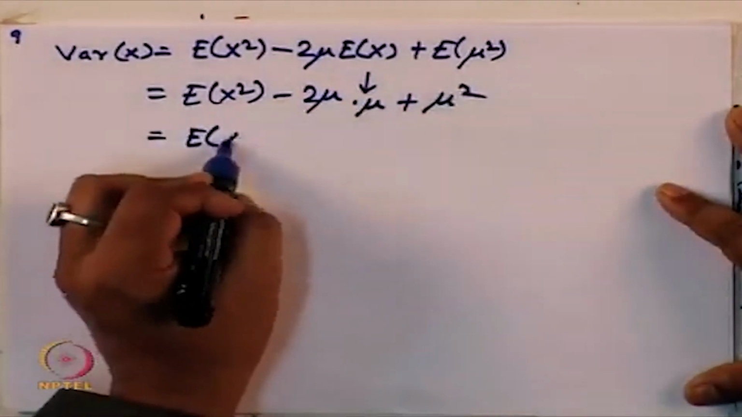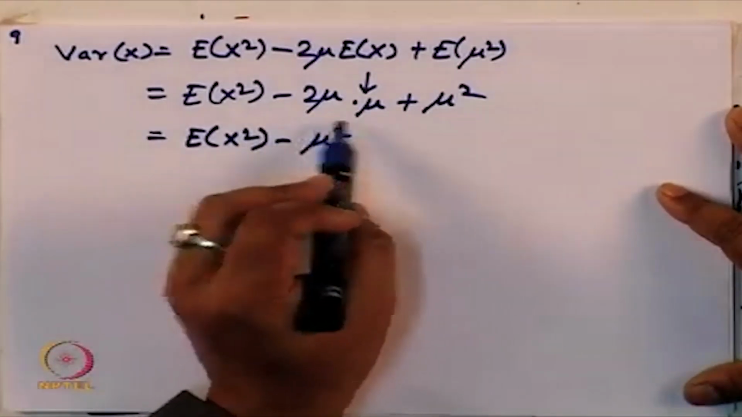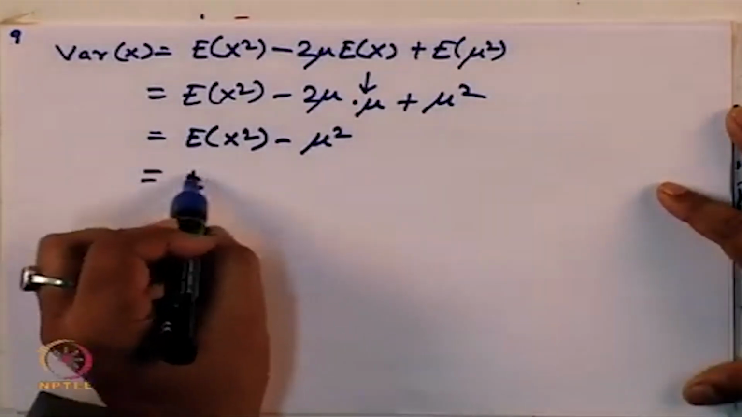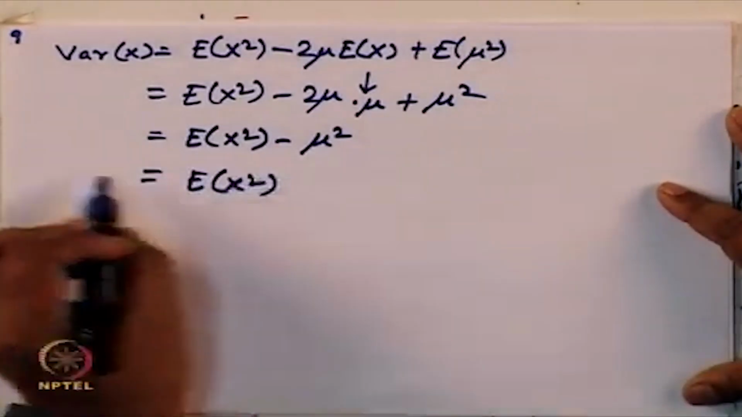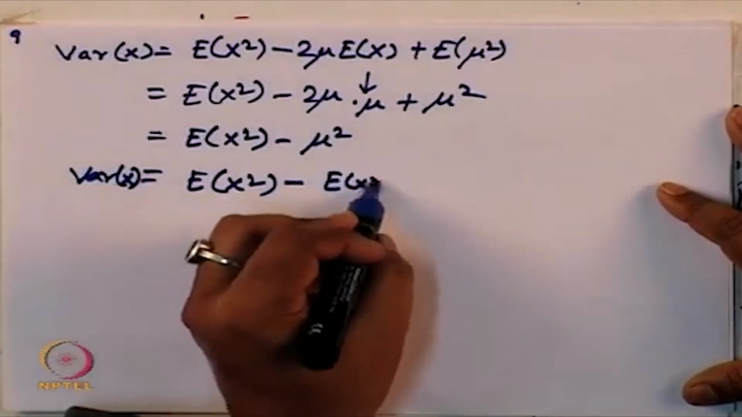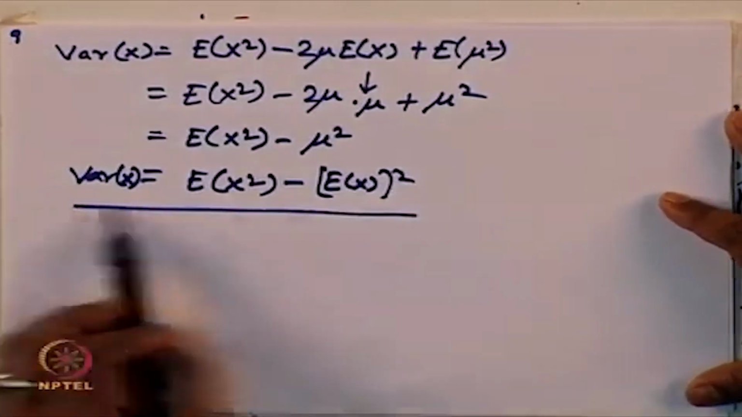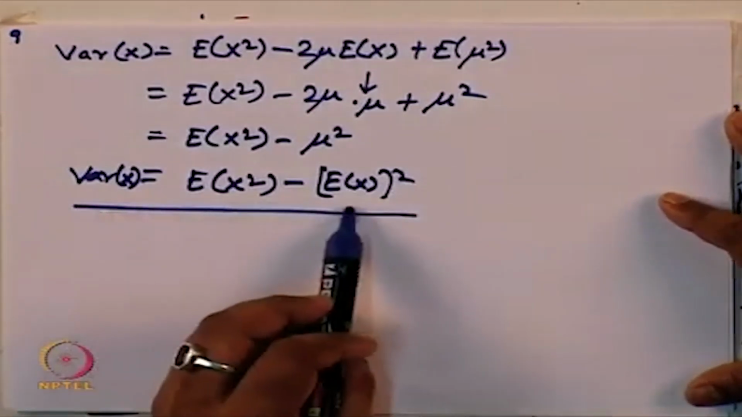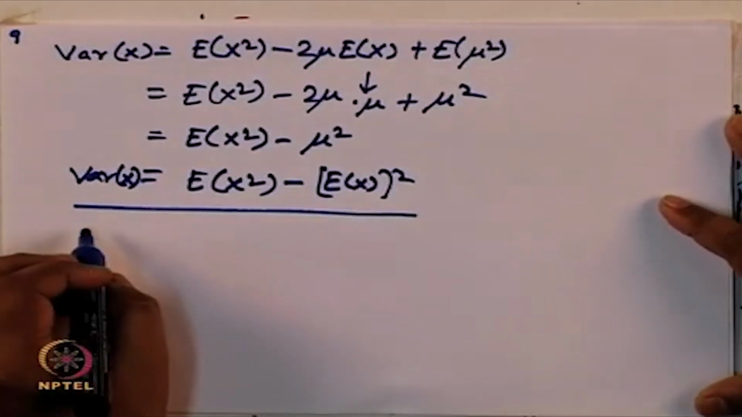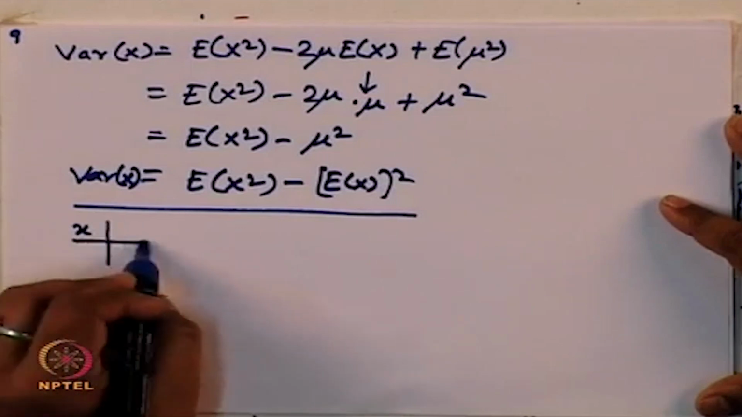So, this gives me, you have a minus 2 mu square term and a plus mu square term. So, this will give you a minus mu square term. So, variance of x is, okay, the final expression: expectation of x square minus expectation of x whole square. Okay.